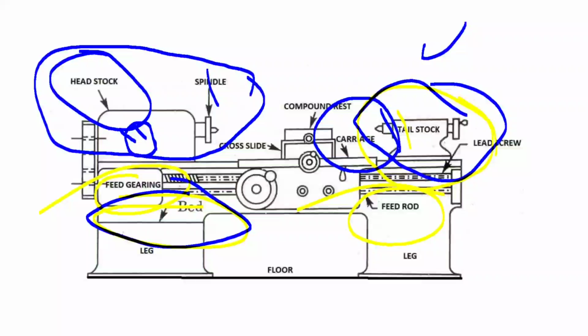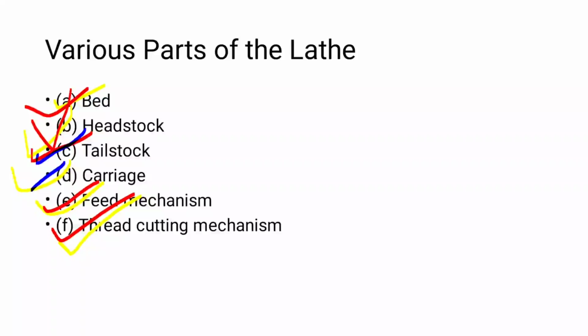Closing the half nut causes the carriage to move through a fixed distance for each revolution of the spindle. The split nut or half nut is used only for thread cutting operations. Is it clear? We are going to discuss the half nut and split nut further. Before that, we have completed the various main parts of the lathe.